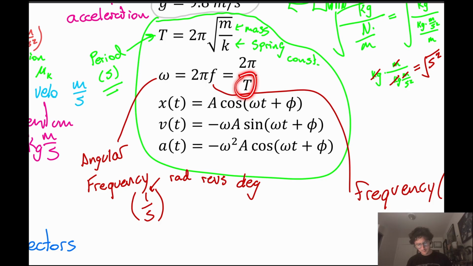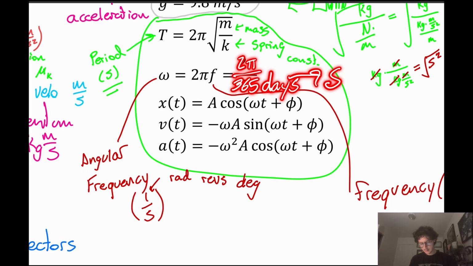Another way is with T, which you guys already saw over here, was the period. So if I have the period, let's say the period of the Earth going around the sun, 365 days. So if I take 2 pi divided by 365 days, but convert that days to seconds, then I have something 1 over seconds, and that is the angular frequency of the Earth.